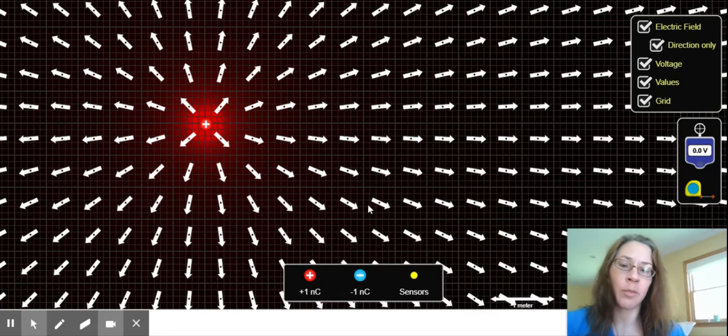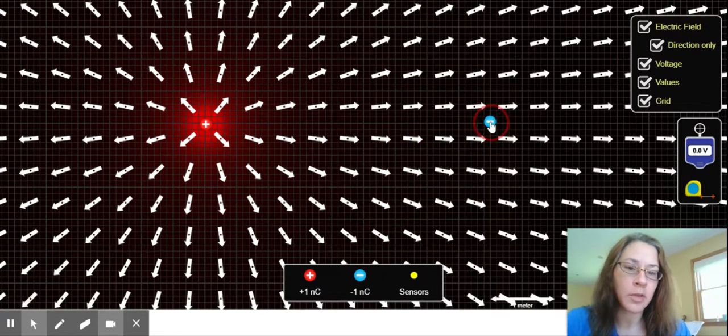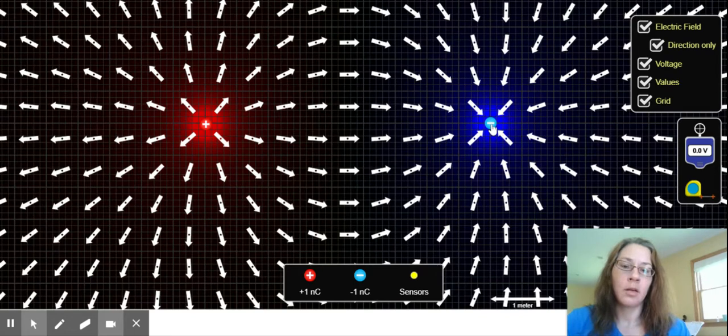I'm going to put that voltmeter away. Now I'm going to put a negative charge. We'll put it right here. Now, note what happened to the charges. The electric field as it's shown here.